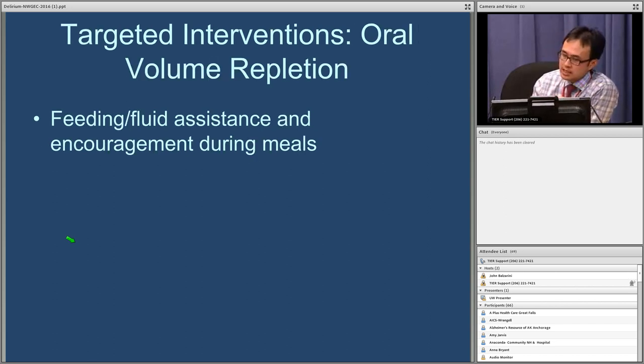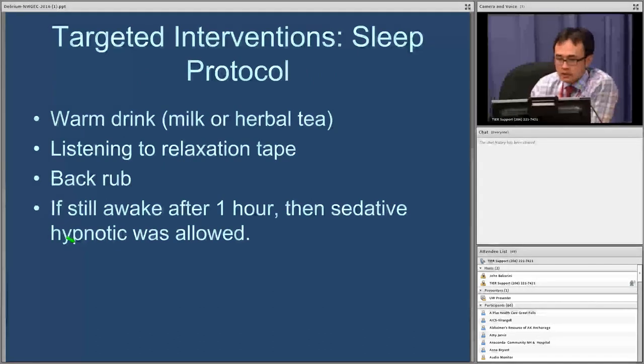The other thing that they did was oral volume repletion and feeding and fluid assistance. So they had volunteers that went around to encourage individuals to actually drink and to eat. And at least at Harborview, they've actually incorporated some of these components of help within the systems. And so we actually have volunteers, and this might be present in your hospitals too, late in the afternoon, pushing a cart filled with water around and asking patients if they're thirsty. And so encouraging feeding and fluid intake was one of the protocols.